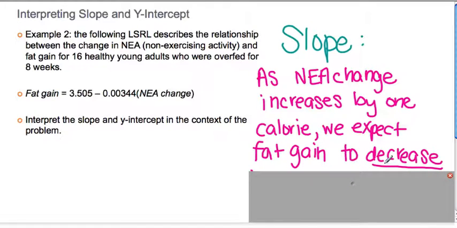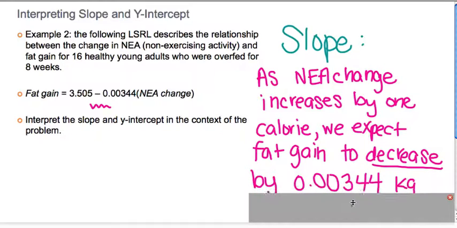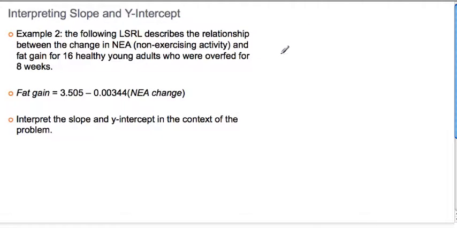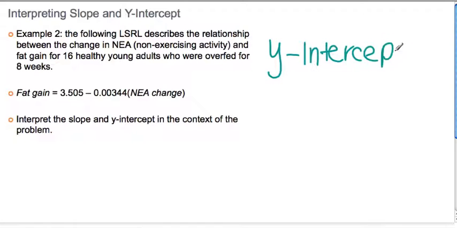Now think about why this is a decrease. It's because my slope is negative. So as X increases, Y is actually decreasing. We expect fat gain to decrease by 0.00344 kilograms on average. Now I want you to do the same thing, but with the y-intercept. So please pause the video and interpret the y-intercept of this least squares regression line in the context of the problem.